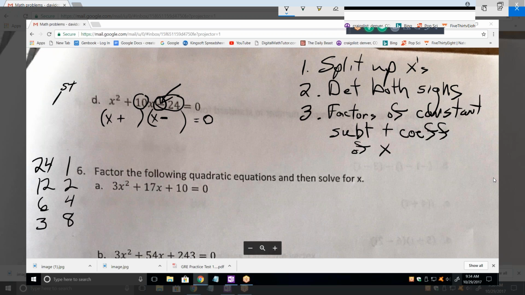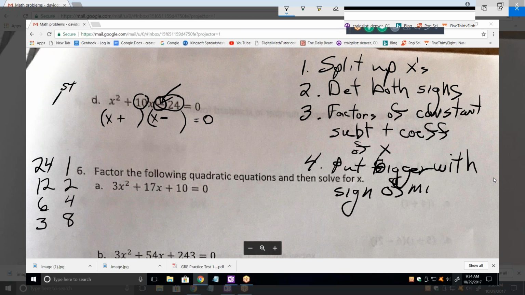12 and 2. Okay. Put bigger factor with the sign of middle term. Okay, there it is. There's your 4 steps. Sometimes you don't even have a 4th step. Sometimes you just have the 3 steps. So, what's my answer? X plus 12 and then x minus 2 equals 0.